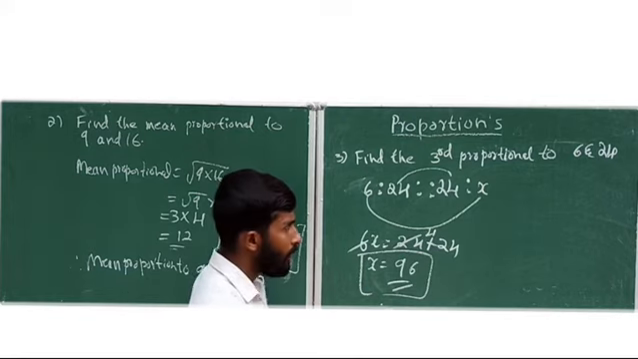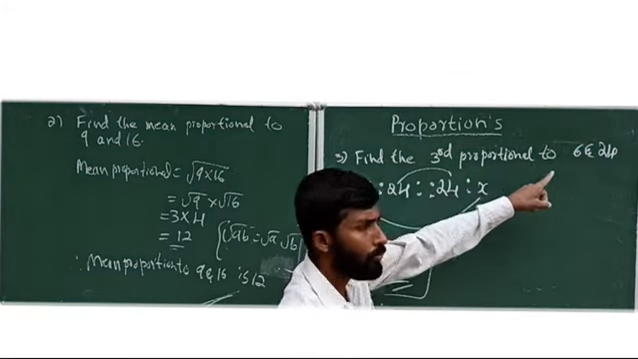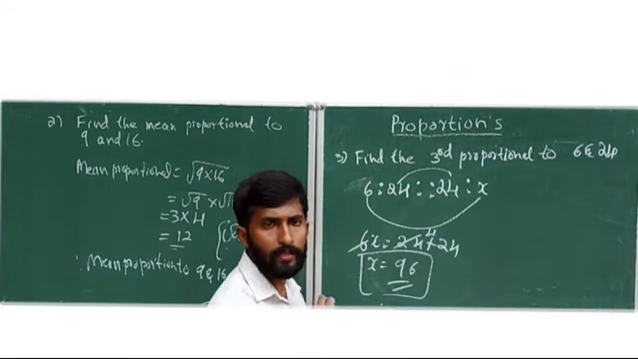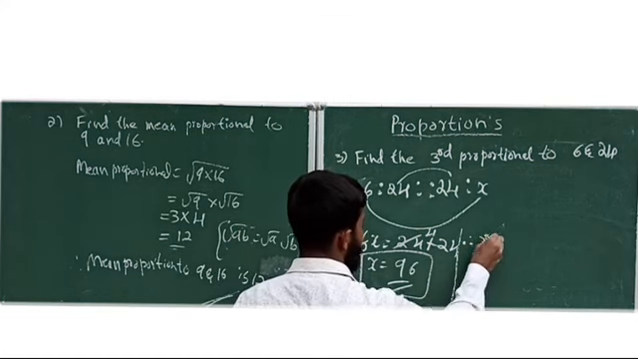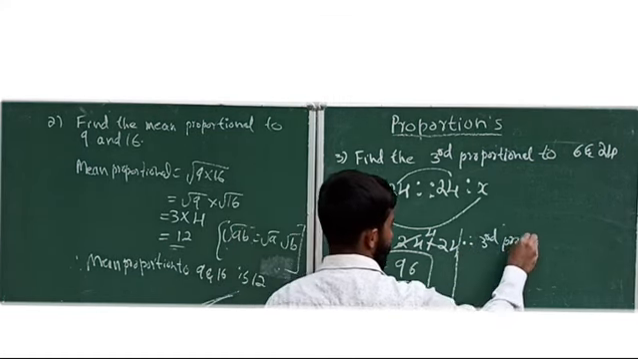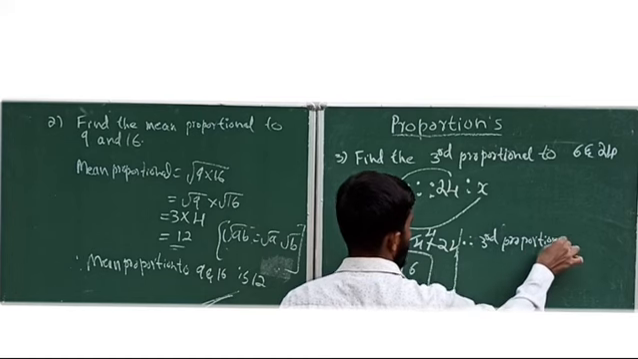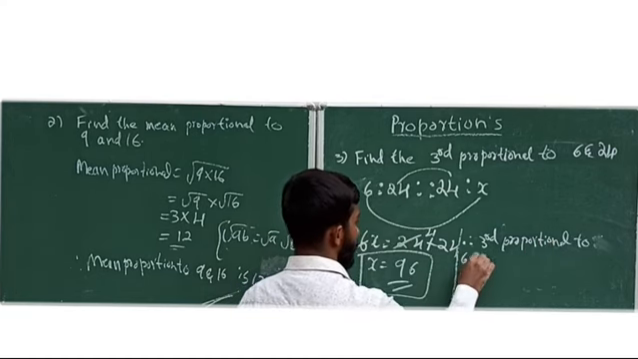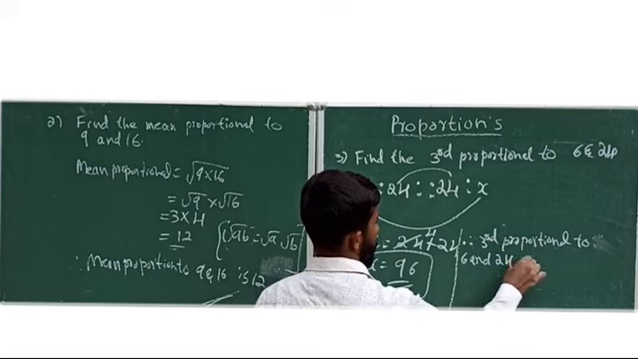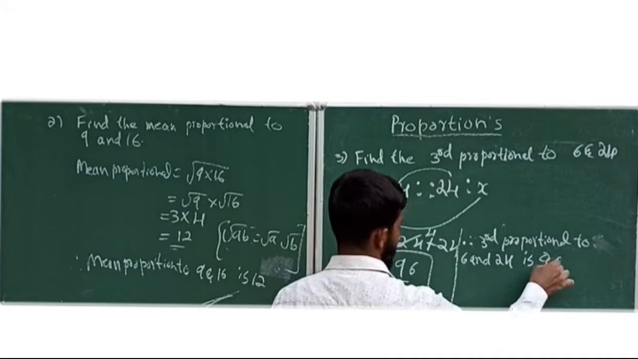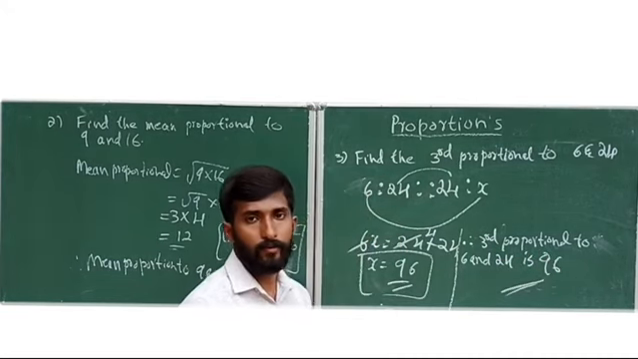What is x? x is the third proportional to 6 and 24. So write the conclusion. Third proportional to 6 and 24 is 96. It's the answer for the given question.